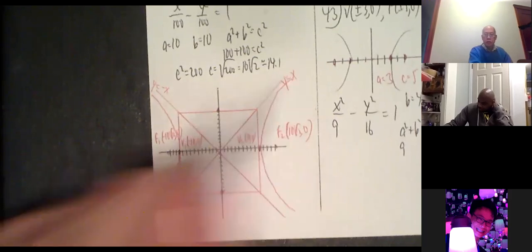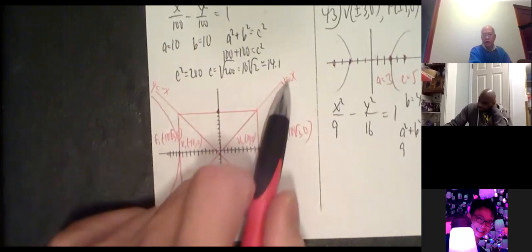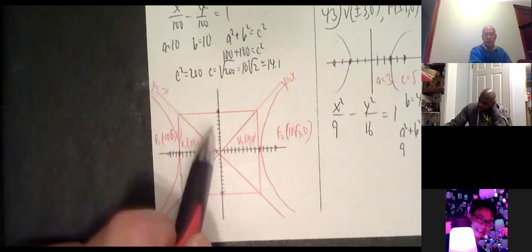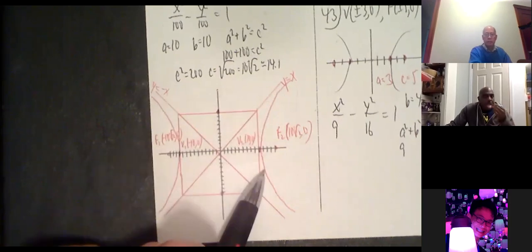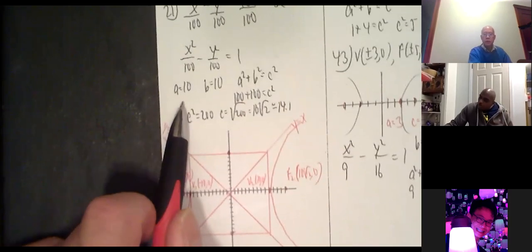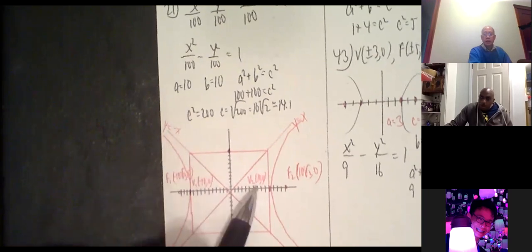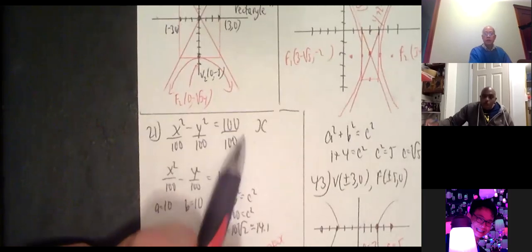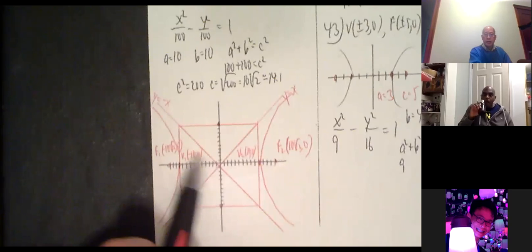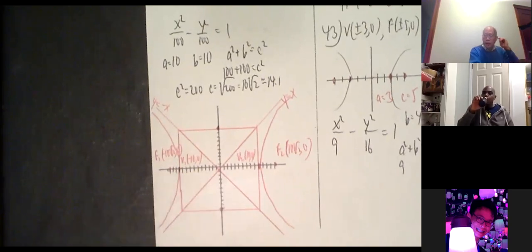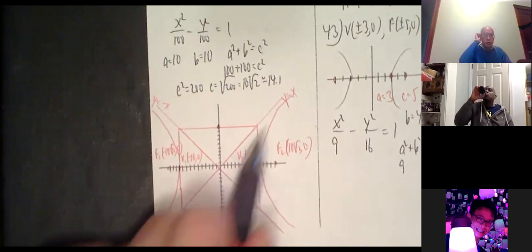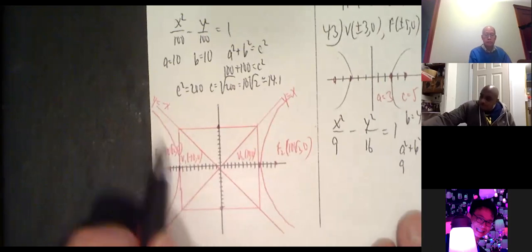So draw my square, draw my diagonals. That's easy. Y equals X, y equals negative X. Slope is 1, slope is negative 1. Okay, and since it's curving left and right, I take the two vertices, which are negative 10, 0, and 10, 0, and curve them toward the asymptotes.